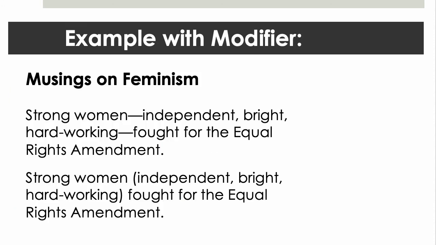When you use a modifier, you can see that adjectives come after the noun, and the adjectives can be set off also with dashes or with parentheses. In both cases, independent, bright, hardworking are all modifiers. They're adjectives that are telling us more information about those strong women. Of course, you'll also notice that I'm using asyndeton in this sentence, and there are no conjunctions.